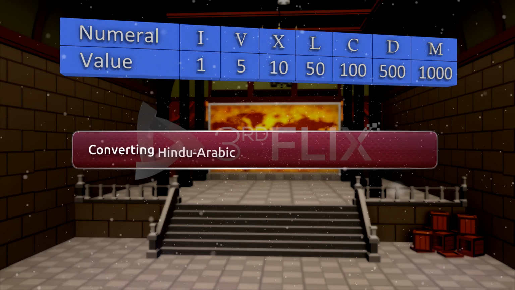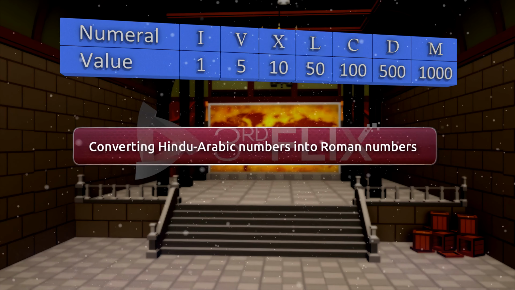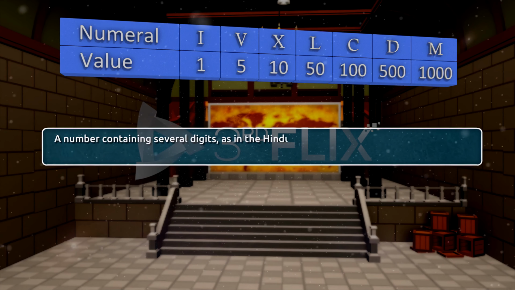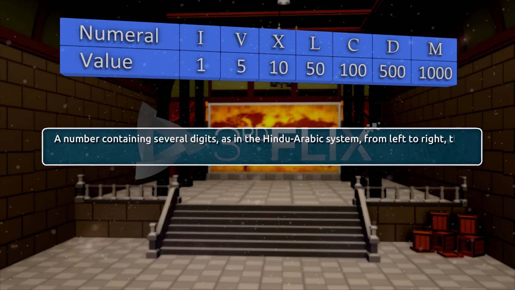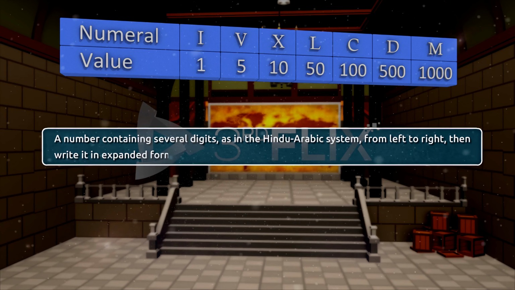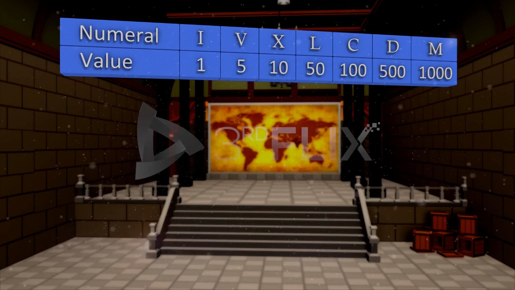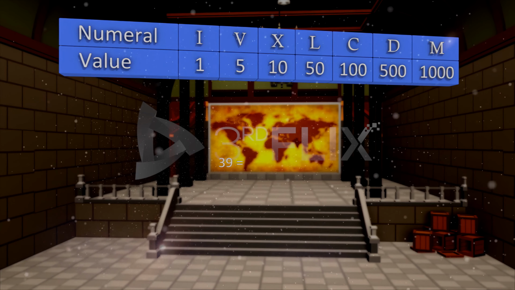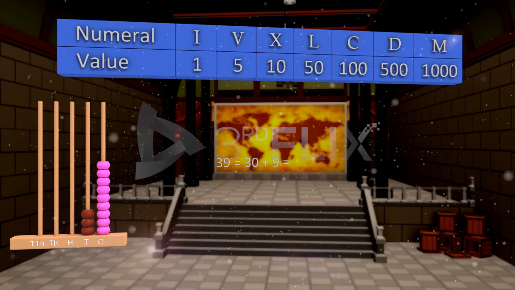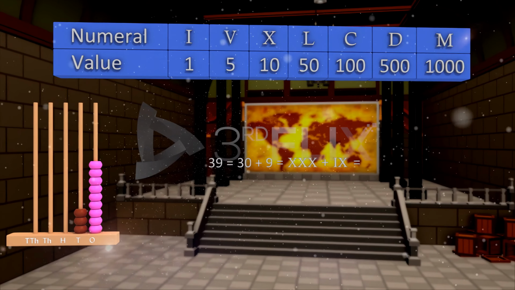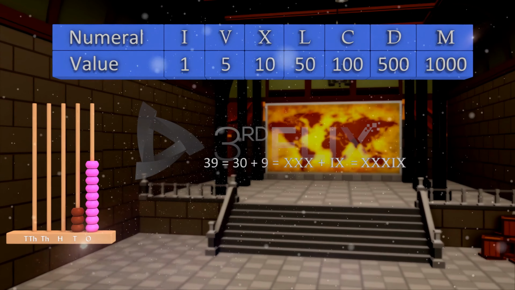Converting Hindu-Arabic numbers into Roman numbers. A number containing several digits, as in the Hindu-Arabic system, from left to right, can be written in an expanded form and then converted into Roman numerals. For example, 39 equals 30 plus 9 equals XXX plus IX equals XXXIX.